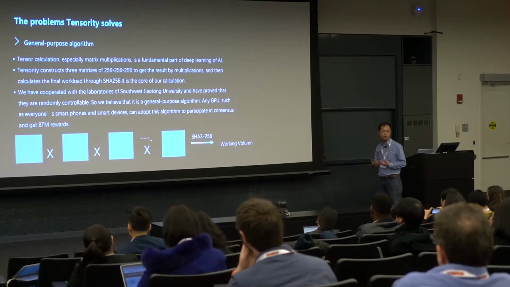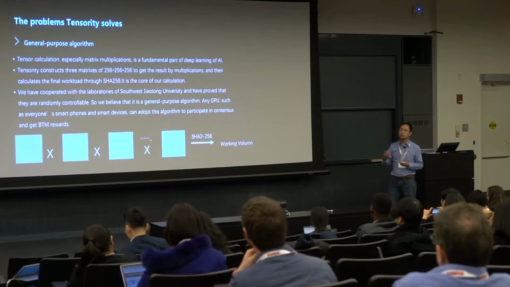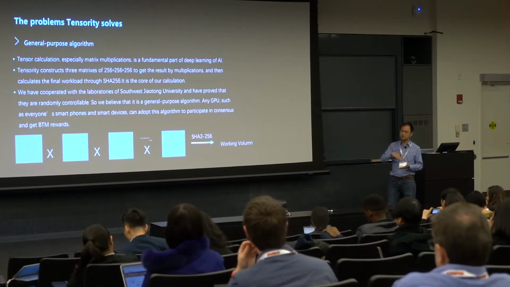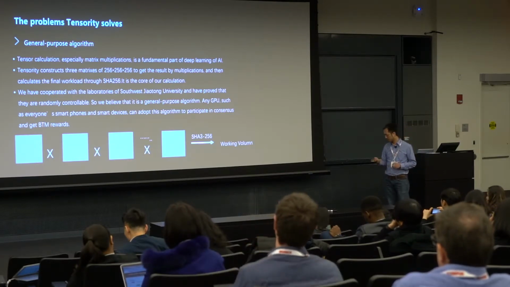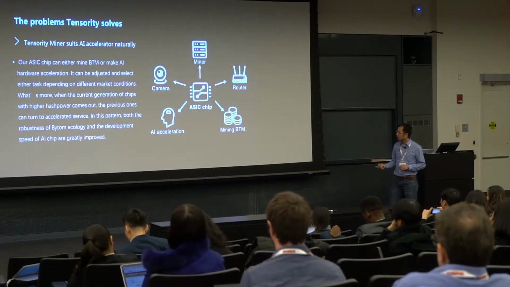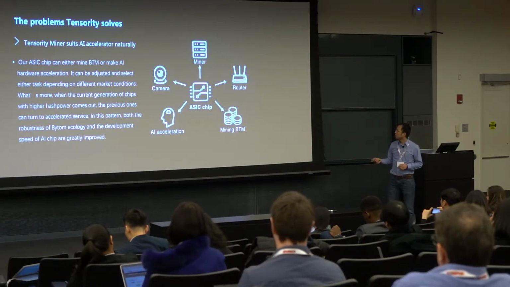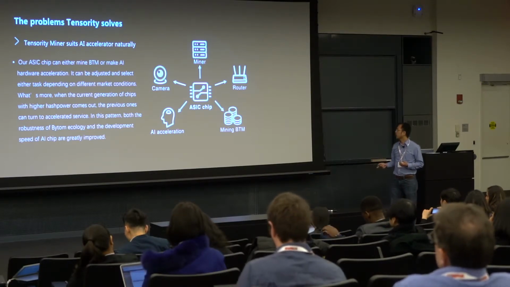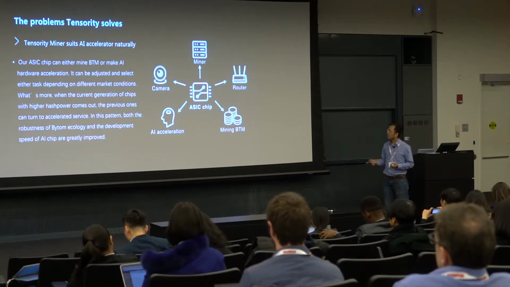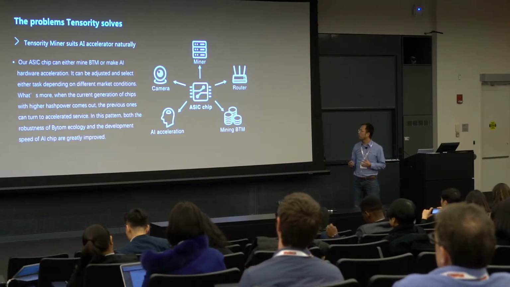Maybe some of you know this already. If you want to do face recognition and deep learning algorithms, and you go from the top-down procedures to the basic unit, you will find it's matrix calculations. So using that, we can make smart AI-related accelerators and ASIC chips. Our ASIC chips can either mine BTM or do AI hardware acceleration.